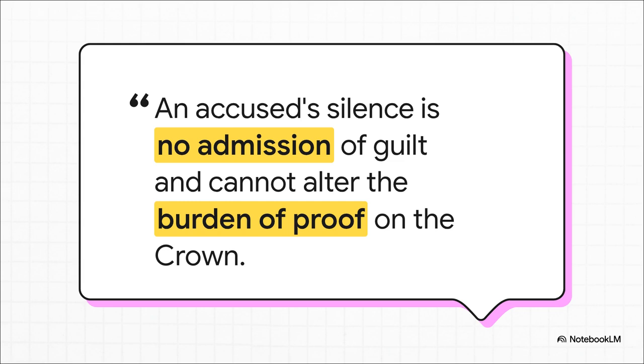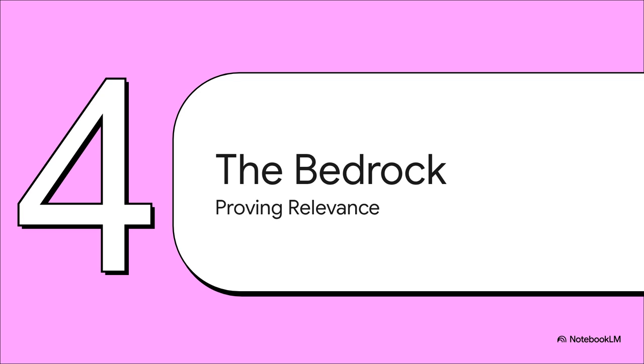A judge will look the jury right in the eye and tell them something like this. The fact the accused didn't get in the witness box is not, I repeat, not an admission of guilt. Their silence doesn't help the Crown one bit. The burden to prove guilt beyond a reasonable doubt stays with the Crown from start to finish. It's a non-negotiable.